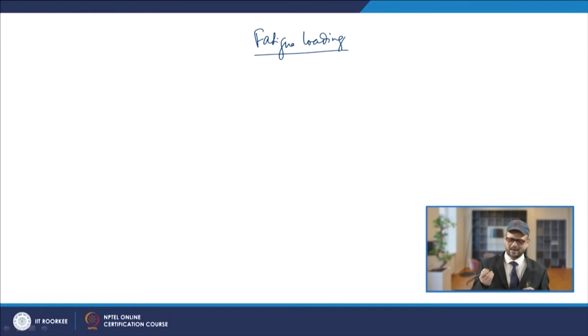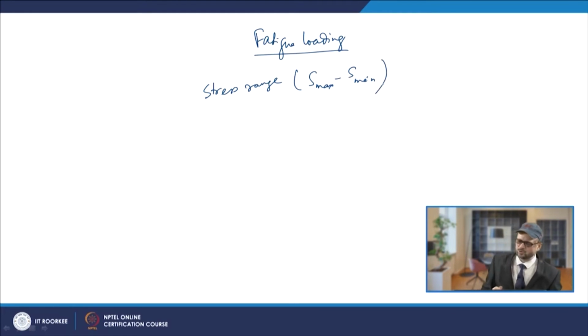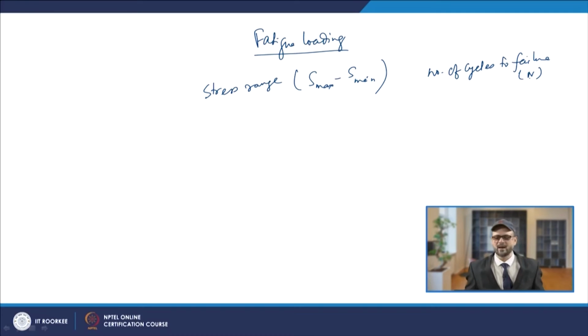Now, you will have the relation between the applied stress, that is your stress range, S max minus S min, and the number of cycles to failure, which is basically known as N. So, this data is plotted, and this is known as the SN curve or the Euler line.